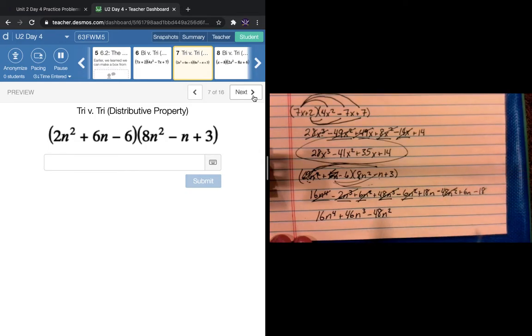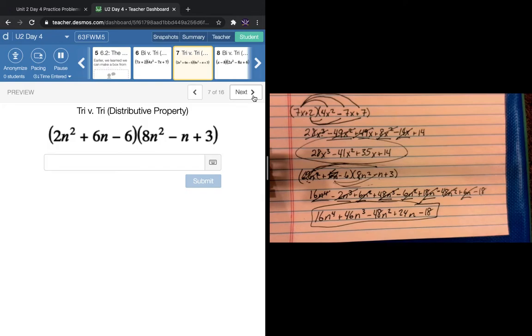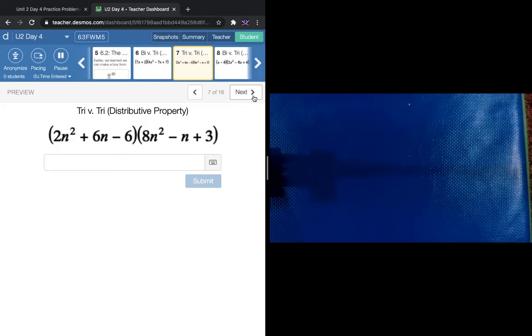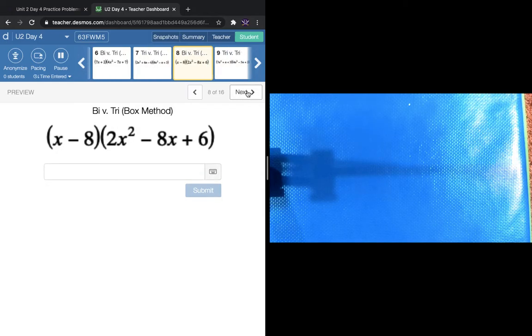Then I look here, okay, I've got, let's see, 2n, right? 18 and 6. Well, that's got to be 24n. And then you've got the negative 18 at the end. So, woohoo! We just did a try and a try. Okay, so there is that method that you could use.